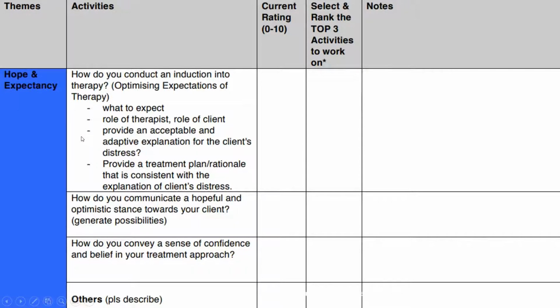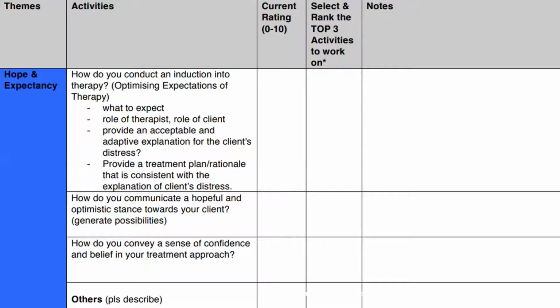So, a lot of times when people talk about treatment planning, it involves using the client's verbiage, using their words in the actual treatment plan to help connect. How do we communicate a hopeful and optimistic stance towards our client? Focusing on their strengths and resources, abilities again. And how do we communicate and express that we have hope for them, that we are optimistic about their ability to improve, to succeed?